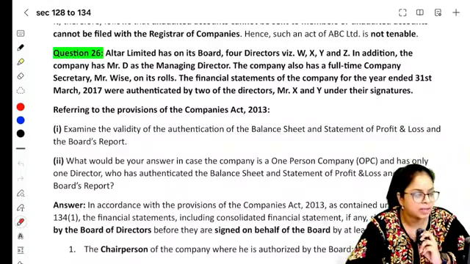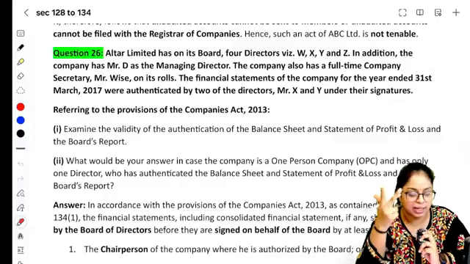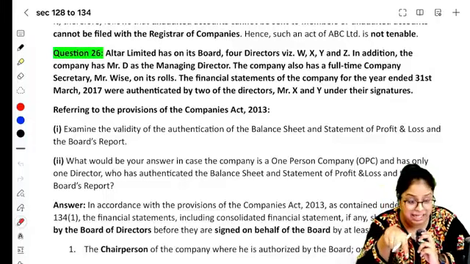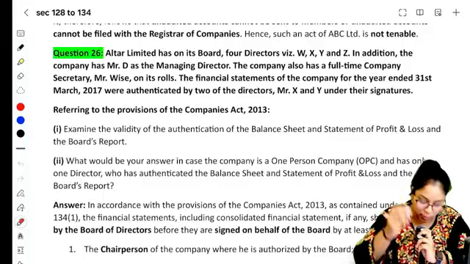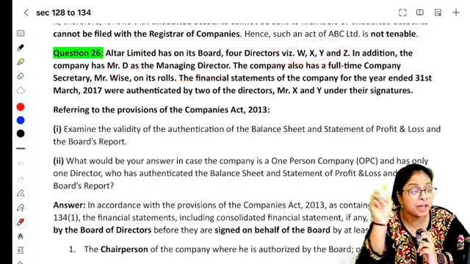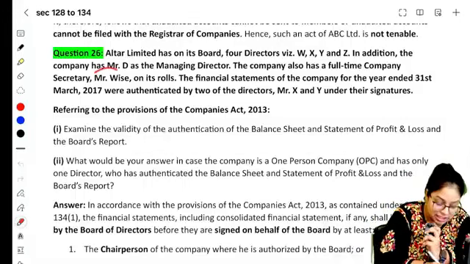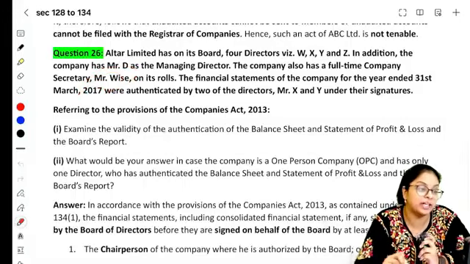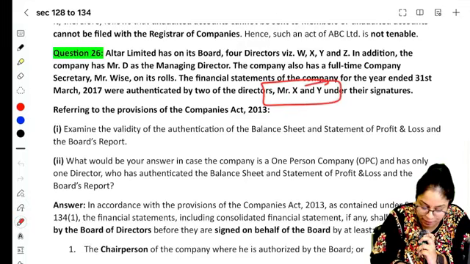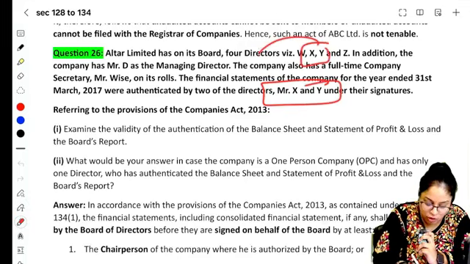Have a look at this. Altar Limited has on its board 4 people, X, Y, W, and Z. In addition, the company also has Mr. D, who is the managing director. So these are all normal directors, and D is the managing director. The company also has a full-time company secretary, Mr. Vice. The financial statements of the company for the year ended 31st March 2017 were authenticated by 2 directors, Mr. X and Y. Mr. X and Y are other normal directors.